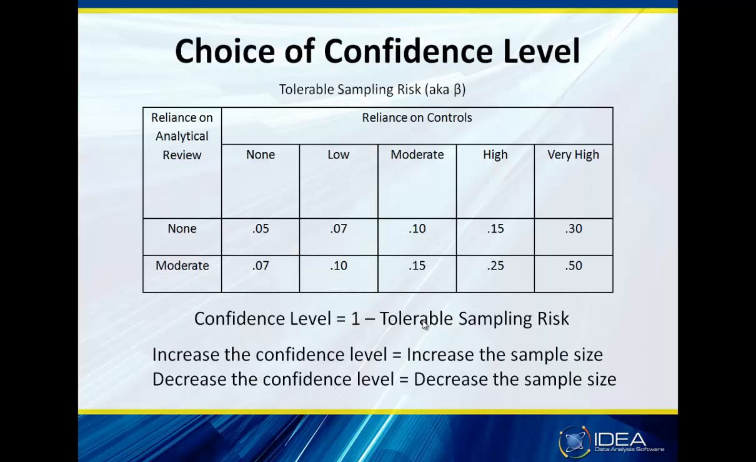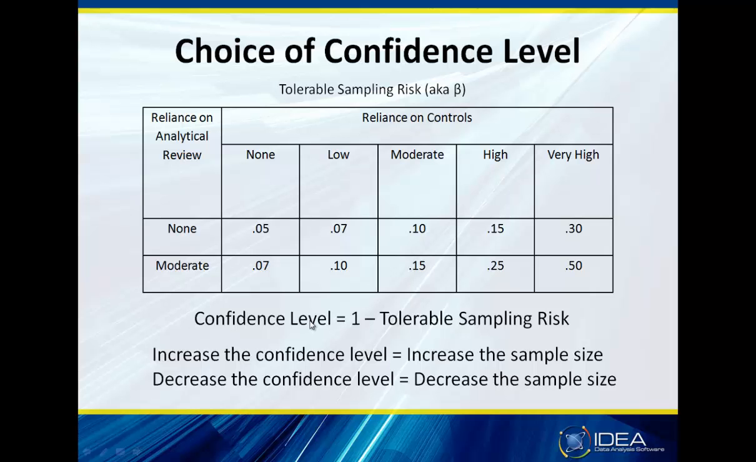So let's talk about the first thing, the choice of confidence level. The confidence level should be based on how dependent you're going to be on this sample. The more dependent you're going to be on sample results to draw conclusions, the higher the confidence level you'll want for the sample. Now, if you don't want to rely as much on the sample, but rather you're willing to rely very highly on controls, but none on analytical review, then you could say, well, I could set my sampling risk at 30%, and 1 minus 30% is 70%, and you could set that as your confidence level.